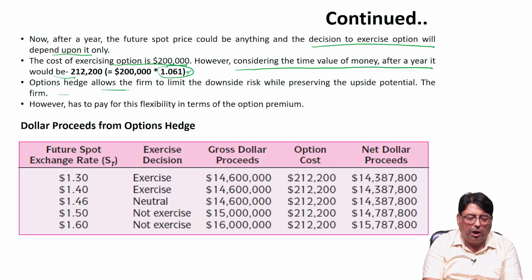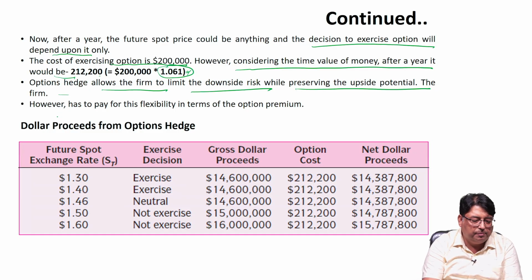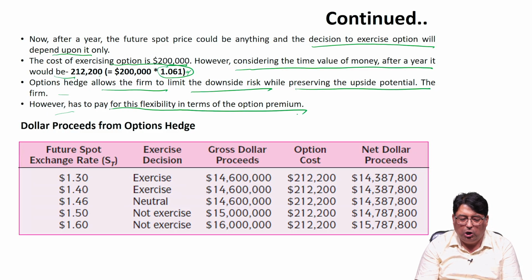Option hedge allows the firm to limit the downside risk while preserving the upside potential. The firm has, however, to pay for this flexibility in terms of the option premium. Now, you see the future spot rates, different scenarios are taken. Now, what to do with the option? So, if it is 1.3, exercise the option. As long as the rates are lower than the strike price, that is 1.46, the option should be exercised.